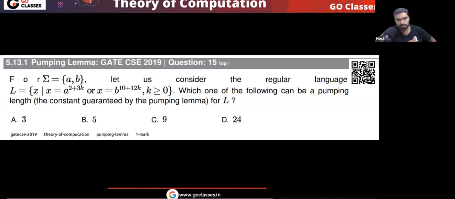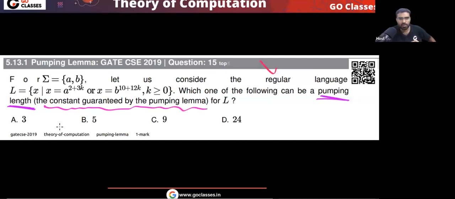Now this is your GATE exam. This is the GATE 2019 question. Okay, let's see this. For alphabet sigma a comma b, let us consider the regular language, which is already given to you. Which of the following can be a pumping length? Is the question asking pumping length or minimum pumping length? Tell me. Which of the following can be a pumping length, the constant guaranteed by the pumping lemma for L?